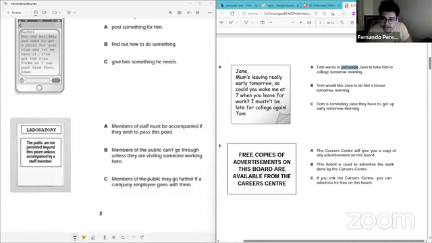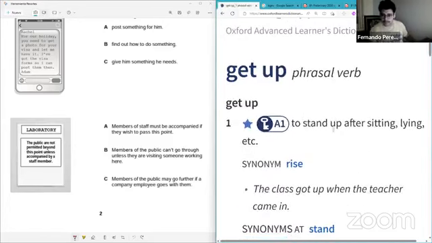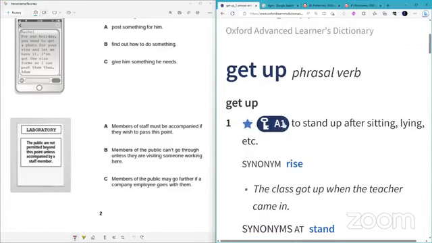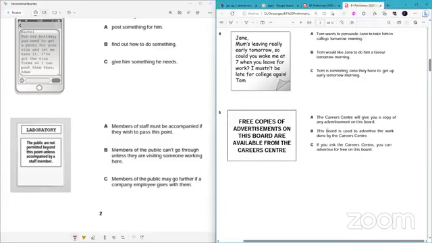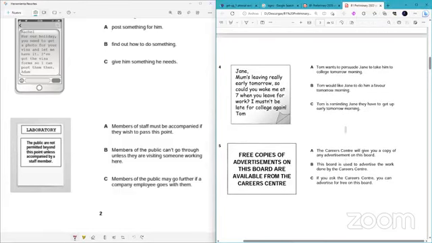Wake up must be get up. I don't know what level is get up. Probably this is easy. Get up is level A1, beginner. Get up is similar to wake up. This is easy vocabulary. The correct answer is letter C, because it says get up early.